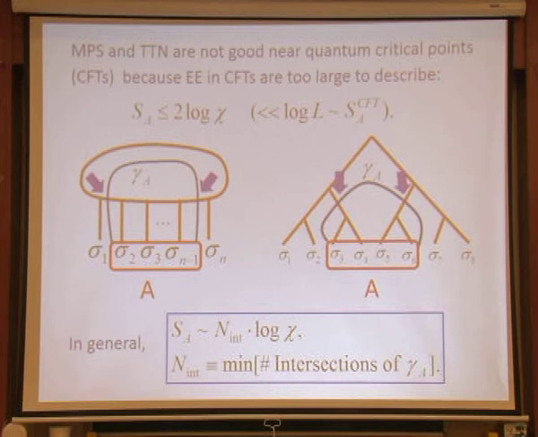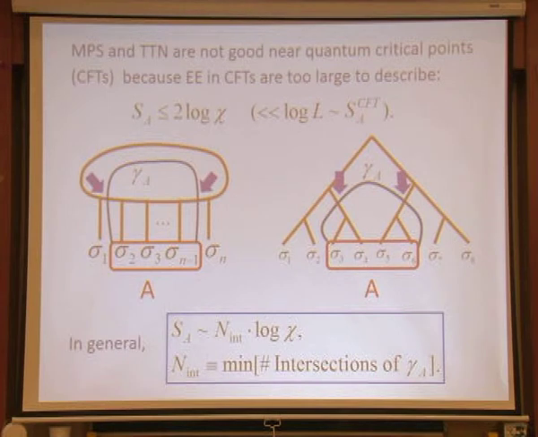But for conformal field theory or a quantum critical point, this is not good, because we know that in conformal field theory, the entanglement entropy, as I already explained, goes like log L.